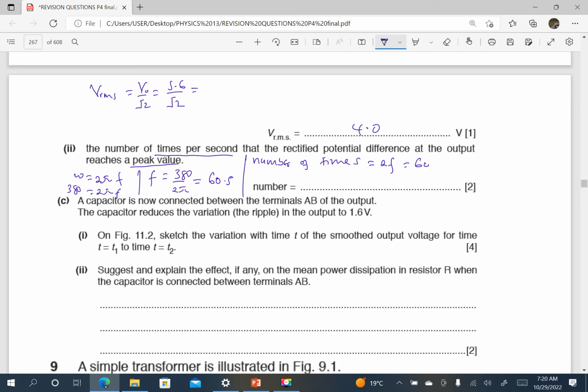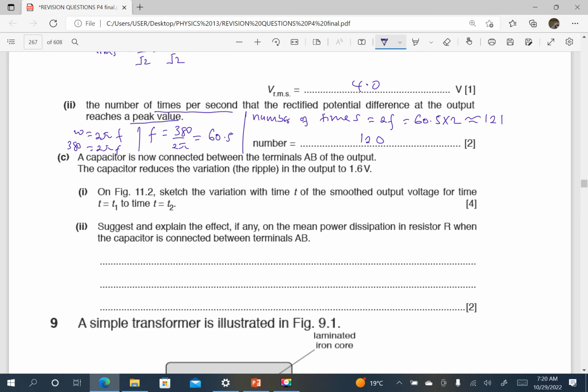So this will be 60.5 times 2, which will be 121 or 120 for that matter. Let me check. 380 again divided by 2 pi times 2. So it is 121 or 120. I think the best value would be 120. So to two significant figures, it is approximately 120, even though here you get 121.